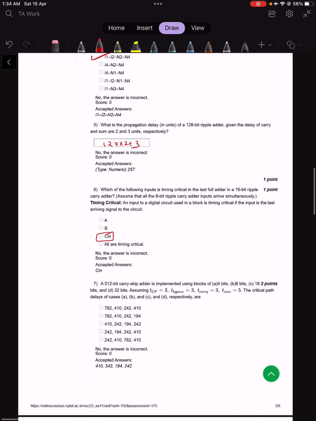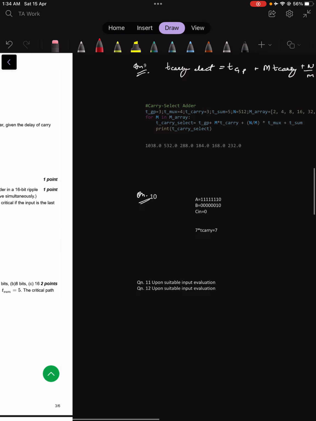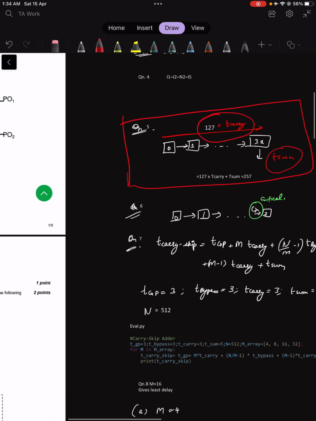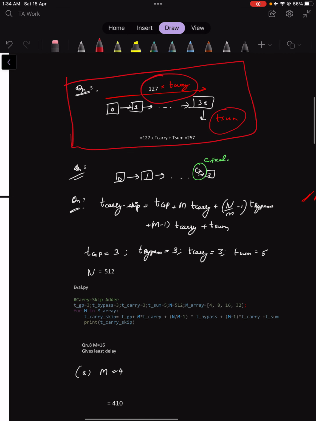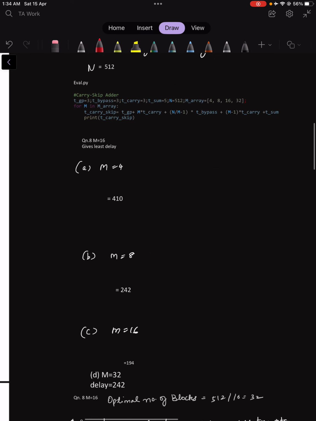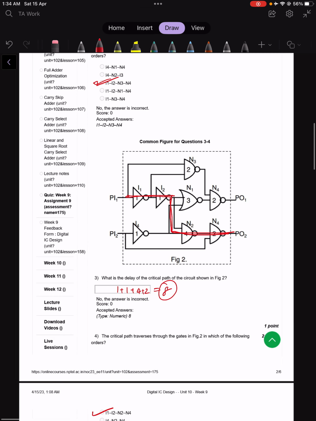Question 6. Which of the following inputs is timing critical in the last full adder in a 16-bit ripple carry adder? In a ripple carry adder, always the Cin will be the most critical input. If you look at the last adder, the Cin will be the last arriving input, which will be the most critical input to it.